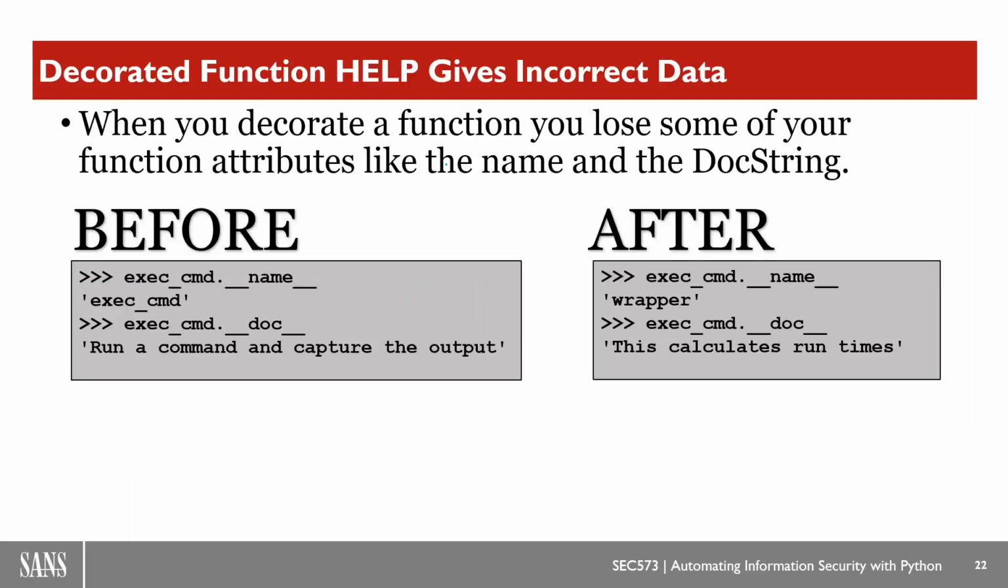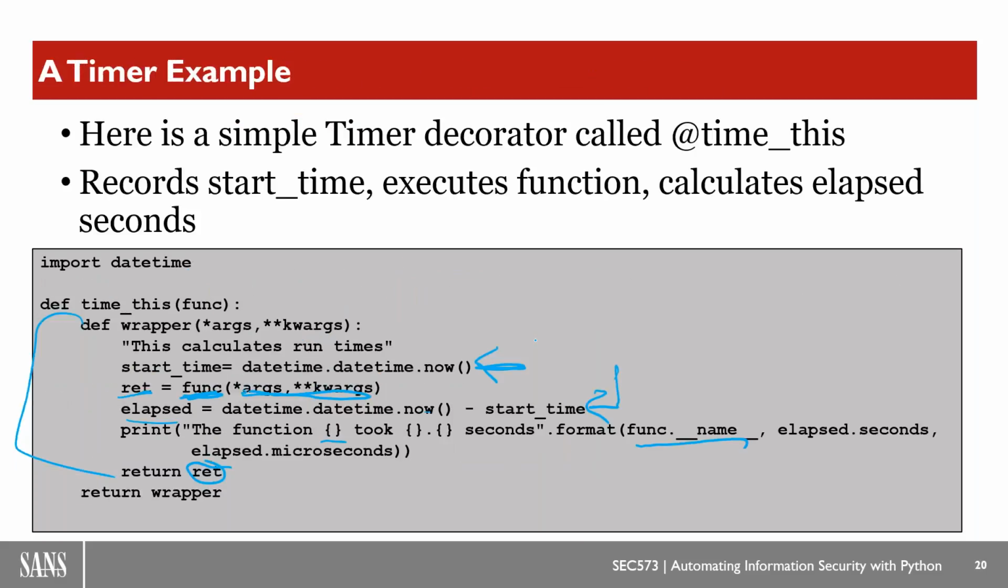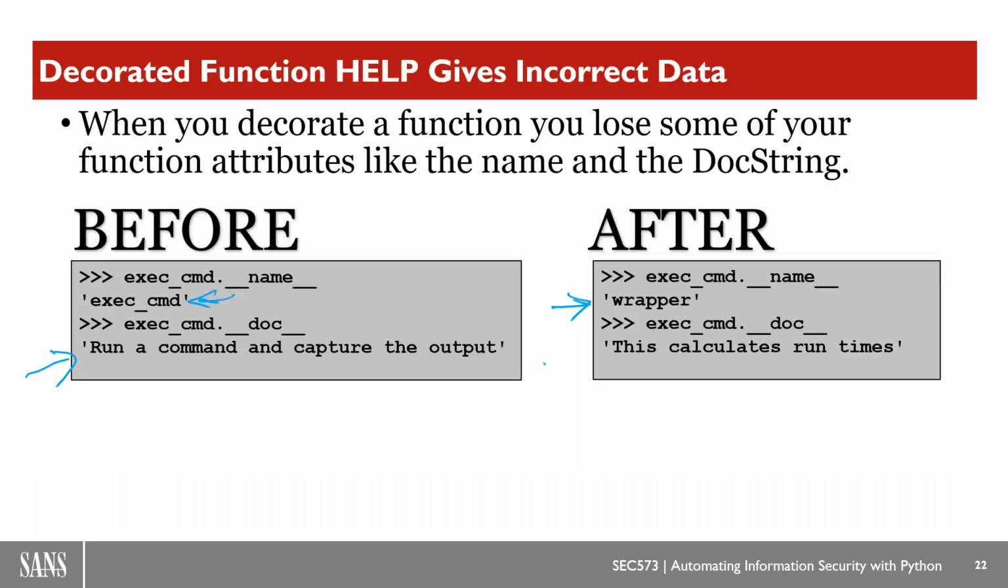But it doesn't, right? When I look at the name of the exec command function, before it was wrapped it was exec command. And when I look at the help string associated with my function, it was, well, this runs a command to capture the output. But after I've wrapped it, when I look at the name of the function, the name of my exec command function is no longer exec command. It's now the name of the wrapper function, which was here, right? It now took that name. And this doc string, it calculates runtime, is now the doc string that's associated with my wrapped function.